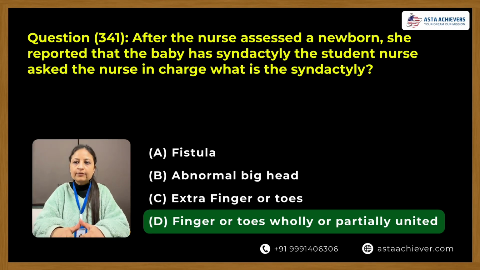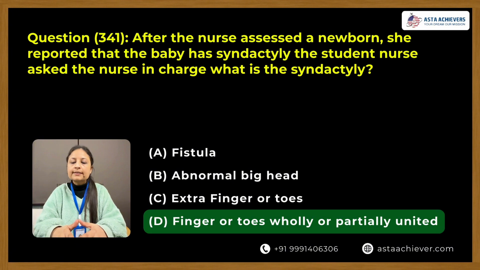Question number 341. After the nurse assessed a newborn, she reported that the baby has syndactyly, and the student nurse asked the nurse in charge what is syndactyly. So which of the following is the best nursing response? Option A, fistula. Option B, abnormal big head. Option C, extra finger or toe. And option D, finger or toe wholly or partially united. So option D, finger or toe wholly or partially united is the correct answer.